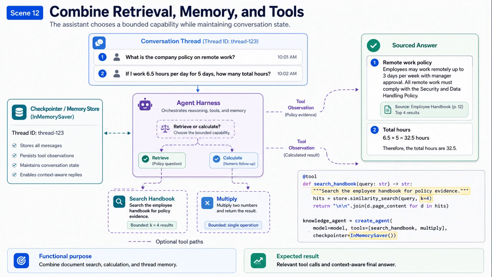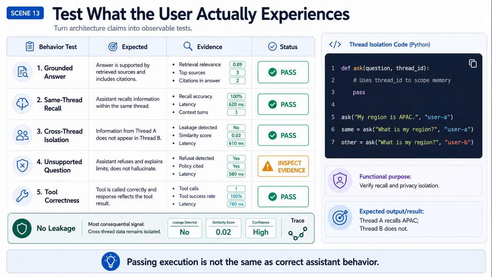Keep the tool set small and purpose-specific so the decision remains understandable. The finished workflow is a personal assistant pattern, private knowledge, conversational continuity, and controlled actions. That idea leads directly to test what the user actually experiences.